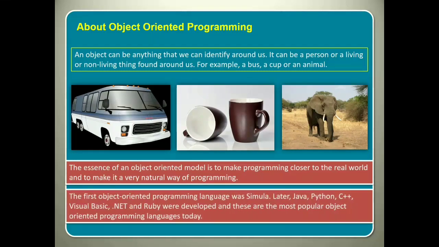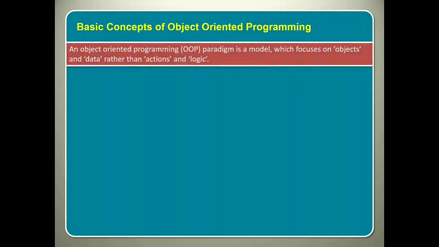The first object-oriented programming language was Simula. Later, Java, Python, C++, Visual Basic, .NET, and Ruby were developed, and these are the most popular object-oriented programming languages today. An object-oriented programming paradigm is a model which focuses on objects and data rather than actions and logic.